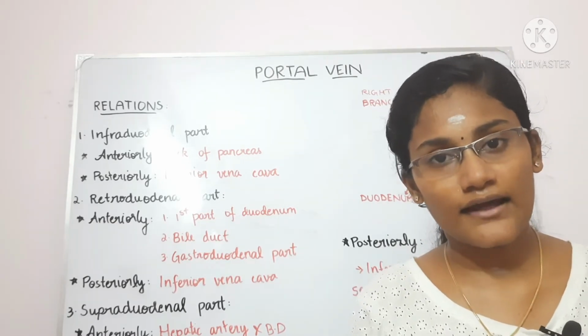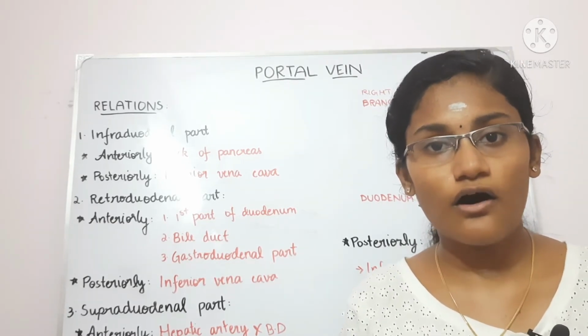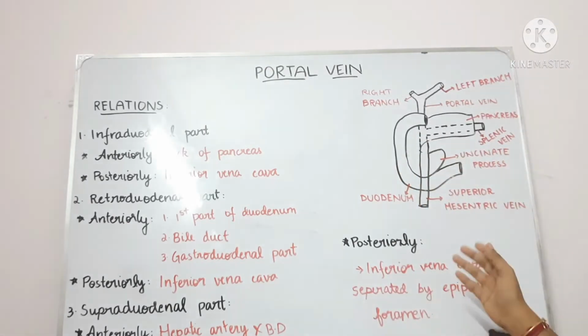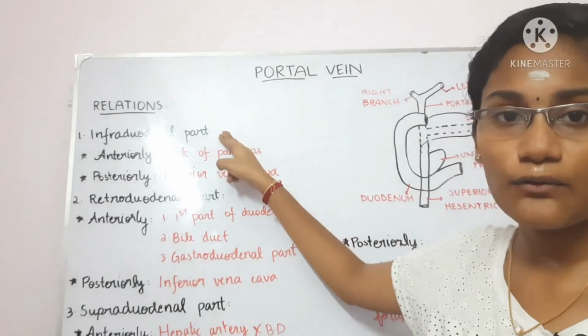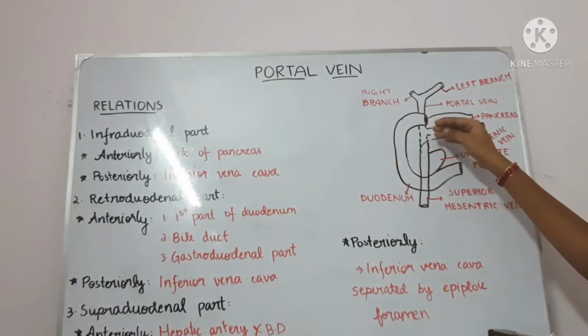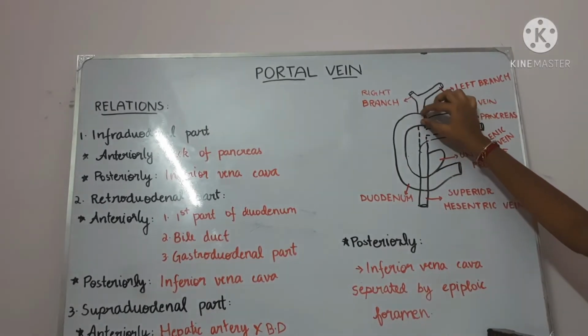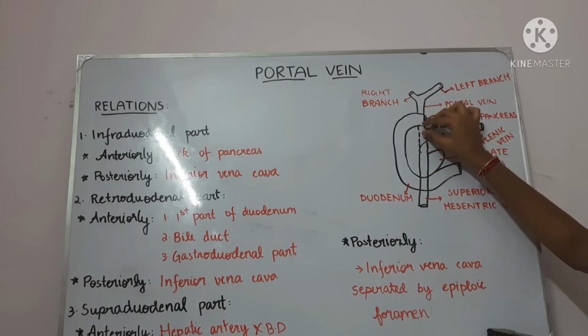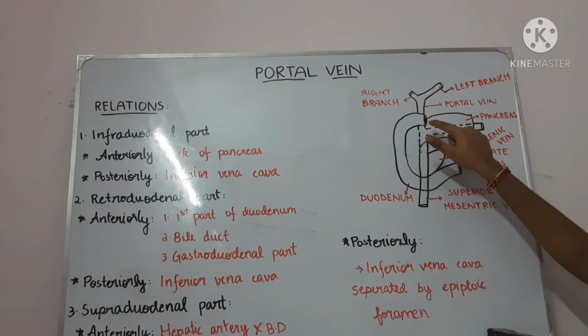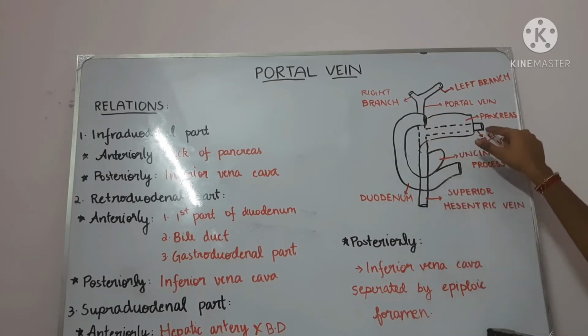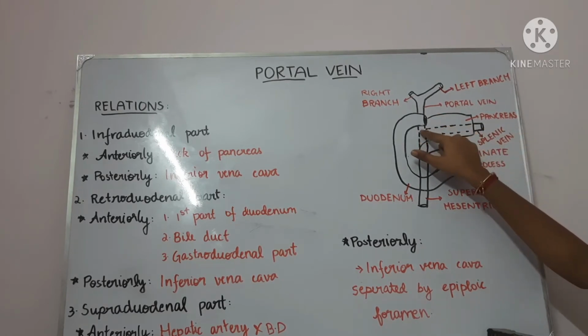Now going to the next thing, that is the relations of the three parts of the portal vein. First is the infraduodenal part. Infra means below, so this is the part below the duodenum. And we know that this is also the point of union between the superior mesenteric vein and the splenic vein. So this is the first part.